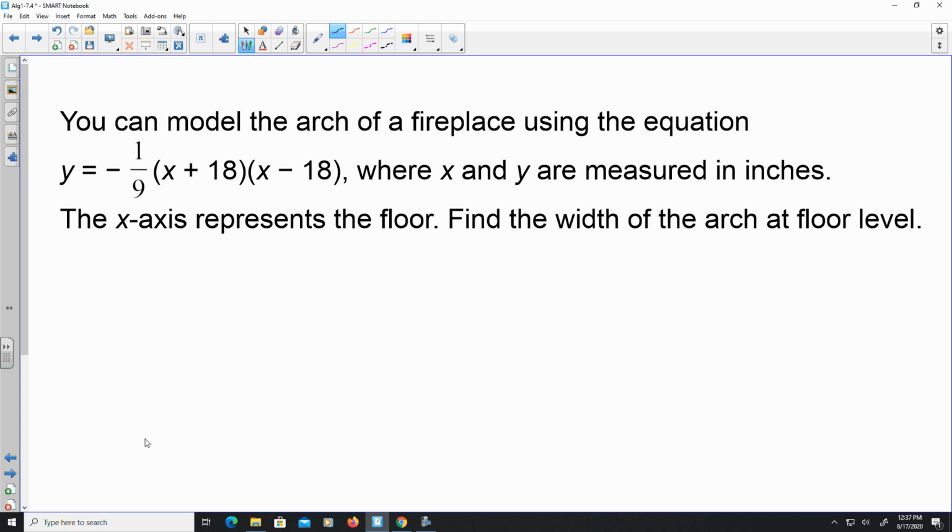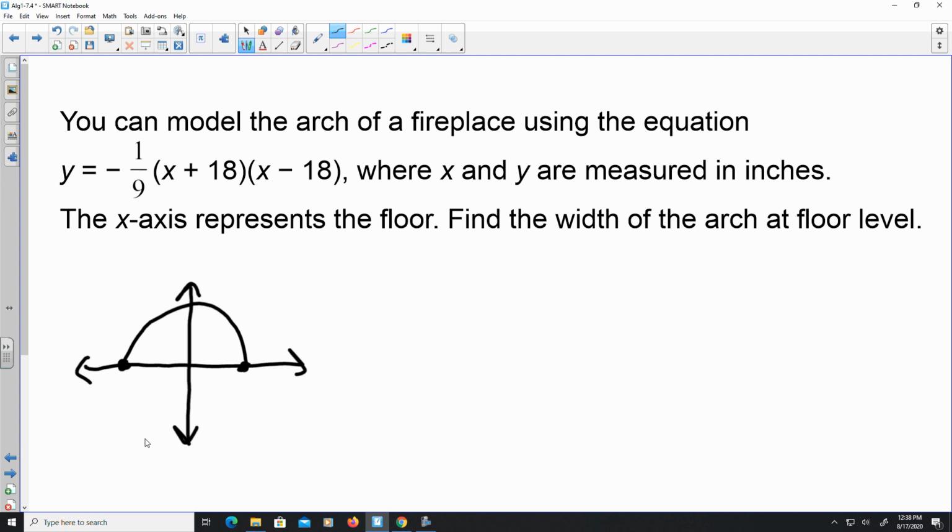So if you've got an XY coordinate plane like so, it's telling you essentially, if you were to type this on a calculator or something like that, it would look something kind of like this. And they're saying that it hits the floor here and the floor here at a certain spot. They want to know what that width is actually going to be.